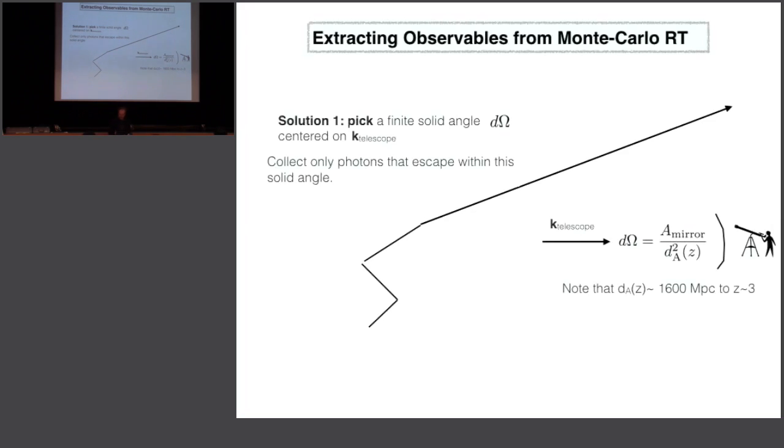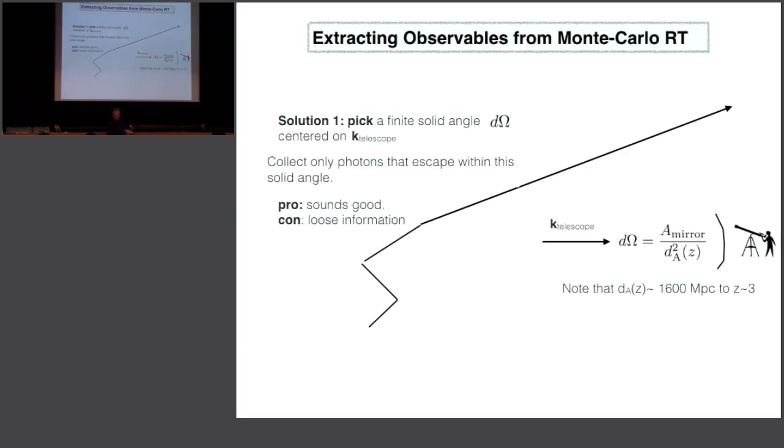So that didn't help, but in any case, one thing you can do is say, okay, when my photons escape from the simulation domain, I'm just going to collect only those photons that escape within a finite solid angle centered on some pre-specified direction. And that makes sense, that should be okay.